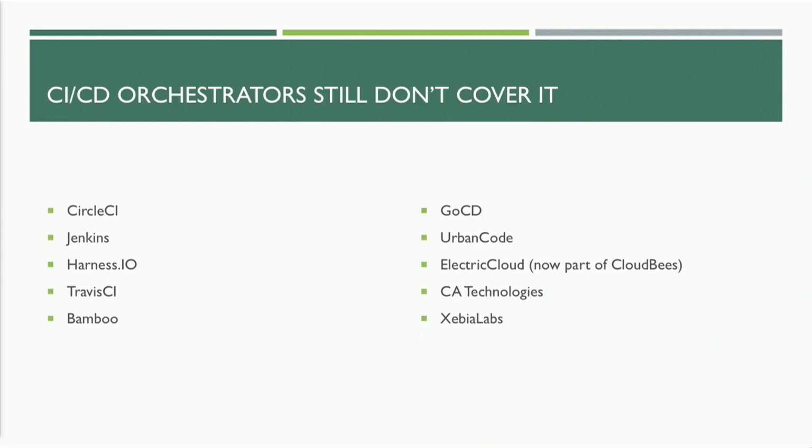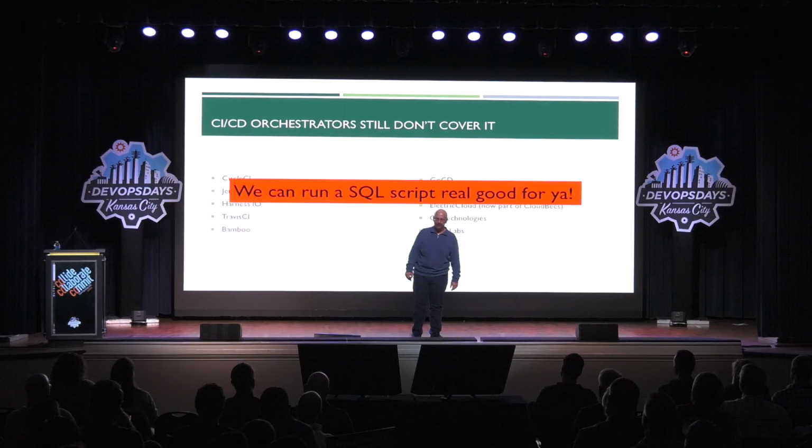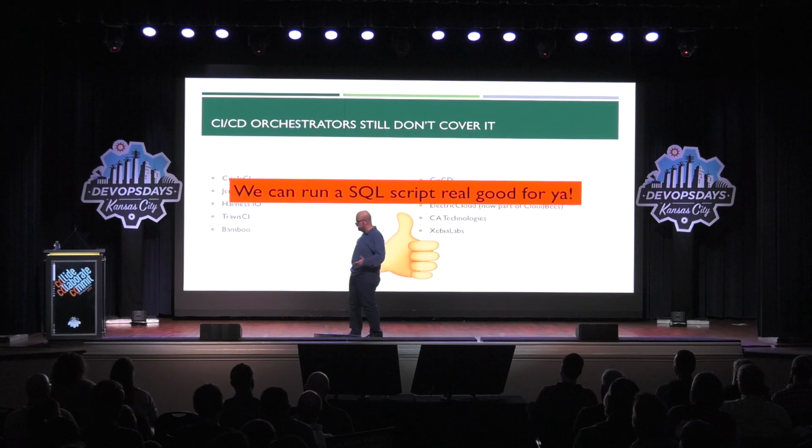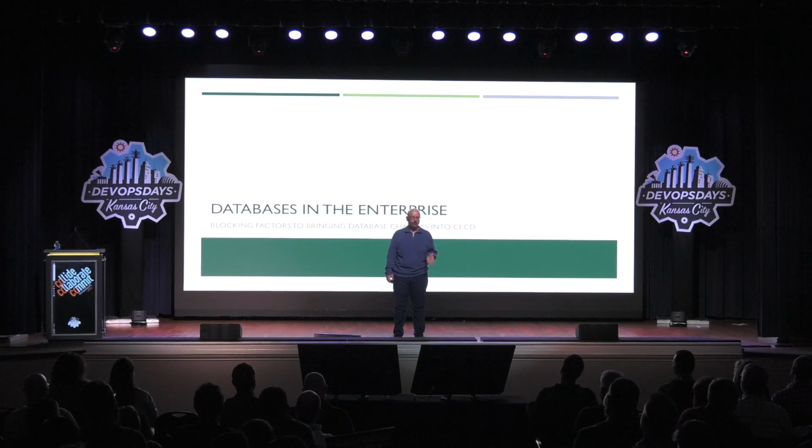And it's not like the tool chain's really doing that much about it. I went and did a very informal survey of popular CI/CD orchestrators, old ones, new ones, cloud native, classic on-prem, what have you, and the extent of their coverage, where they have specific functionality, pretty much boils down to, we can run that SQL script real good for you. Woo! All right, well, that's not so good. So what's going on here, right? What is it about databases that causes them to be off by themselves?